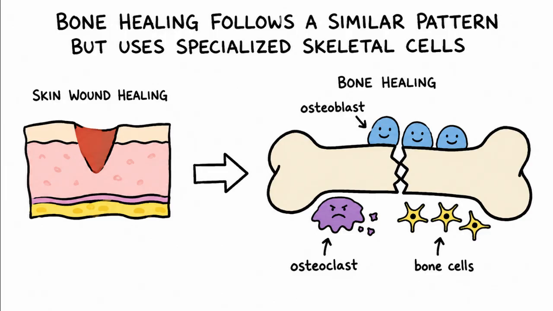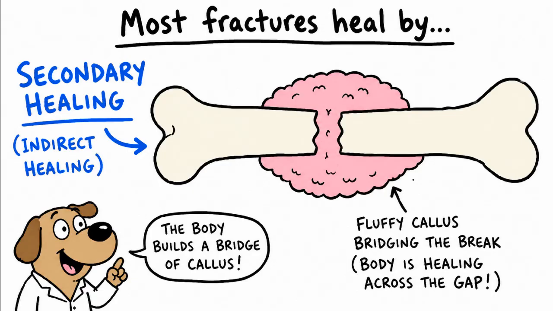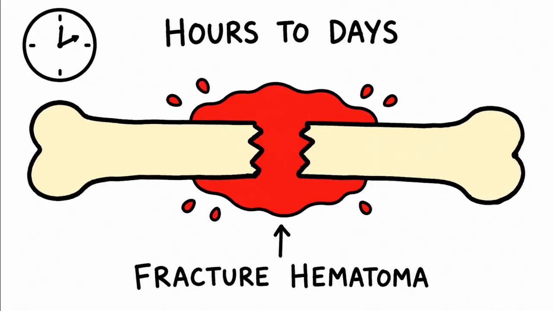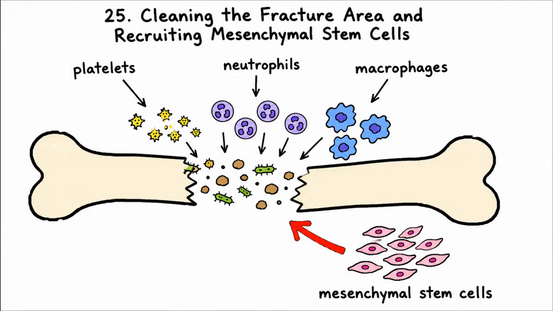Bone healing follows a similar pattern but uses specialized skeletal cells. Most fractures heal by secondary, or indirect, healing. During the first hours and days, torn vessels create a fracture hematoma. Platelets, neutrophils, and macrophages clean the area and recruit mesenchymal stem cells.